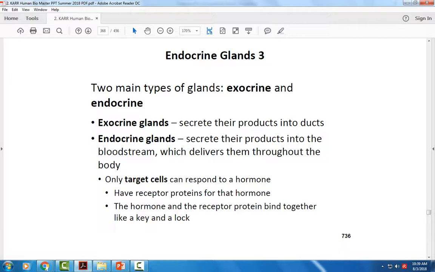So it's not in the bloodstream, it's just local production. For example, your salivary glands are exocrine glands because they secrete saliva through the salivary duct into the mouth. That saliva doesn't go into the bloodstream, it just acts locally. We have a lacrimal gland just above our eyeball that secretes tears. The tears travel through the lacrimal duct into the eye, and it lubricates your eye. So the lacrimal gland is an example of an exocrine gland.